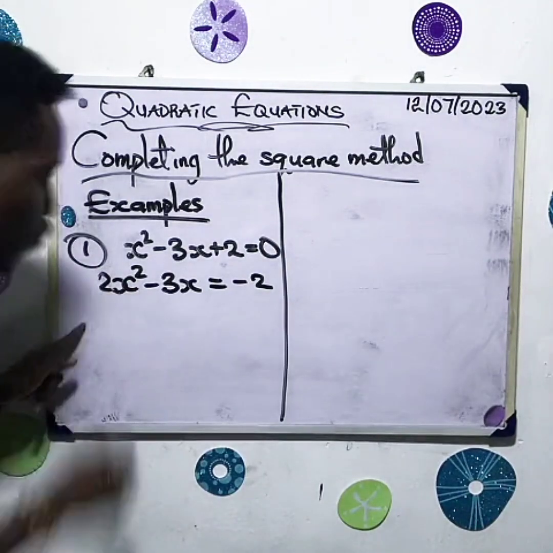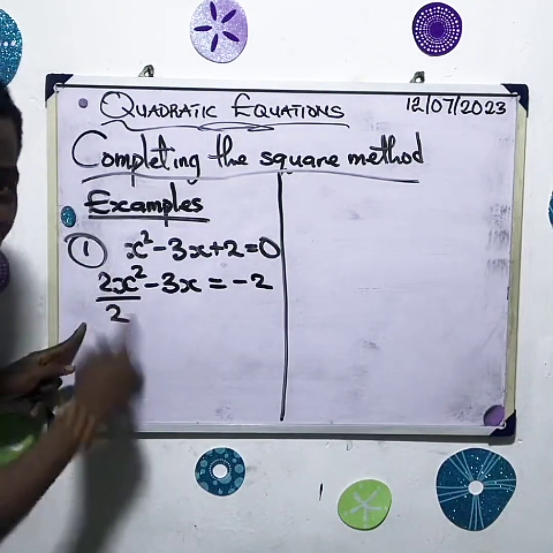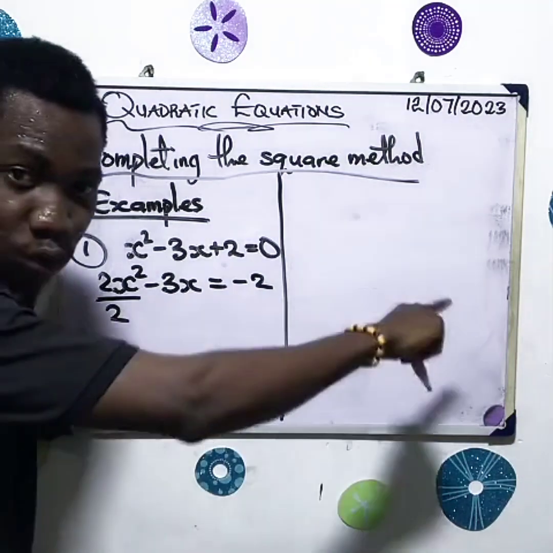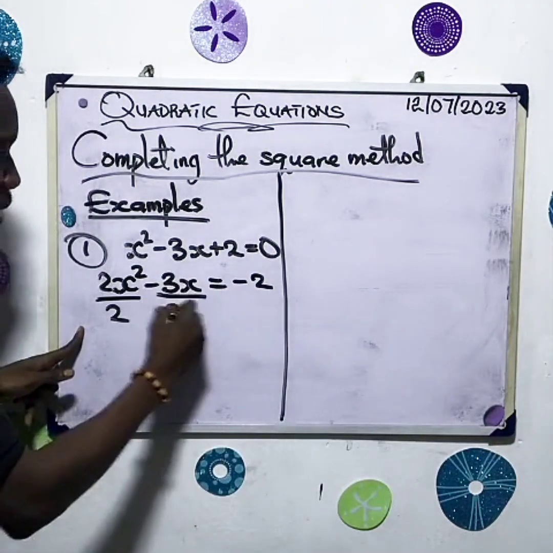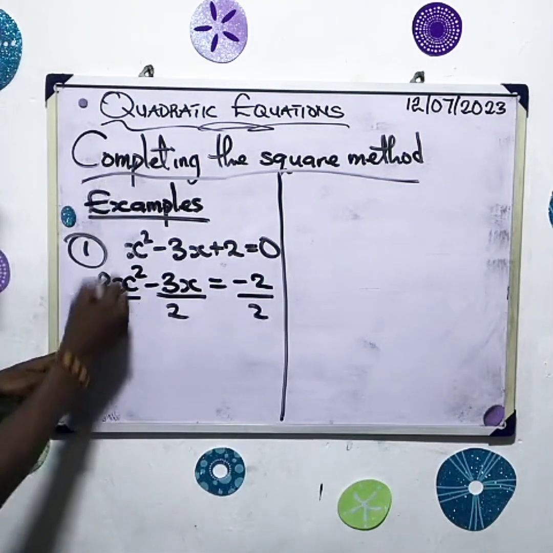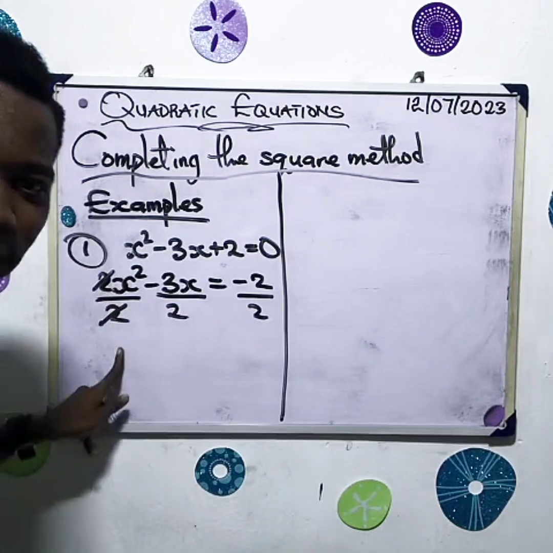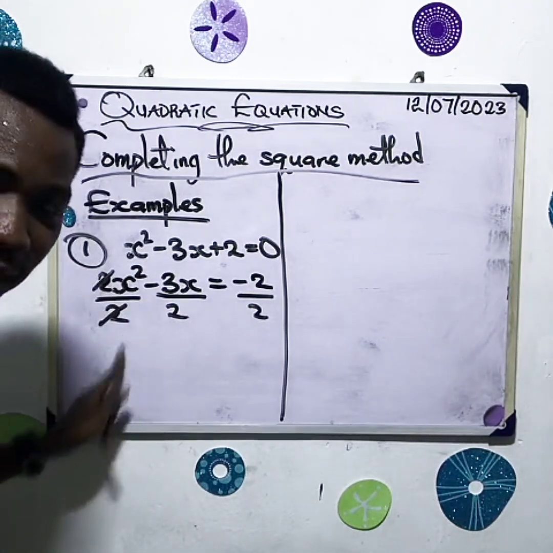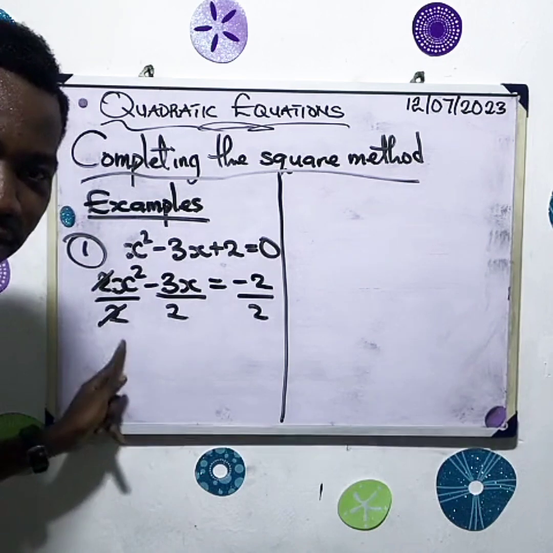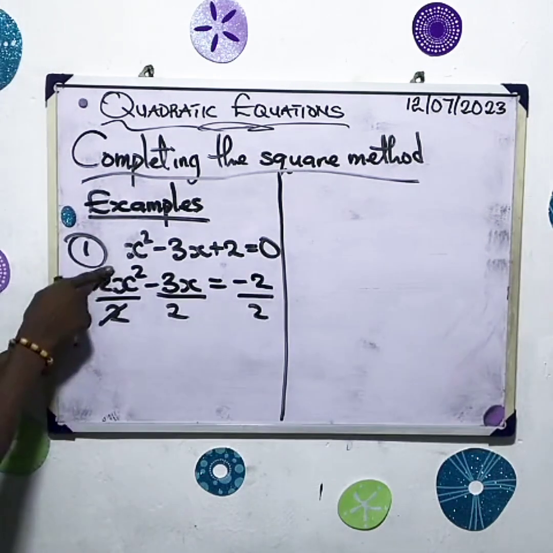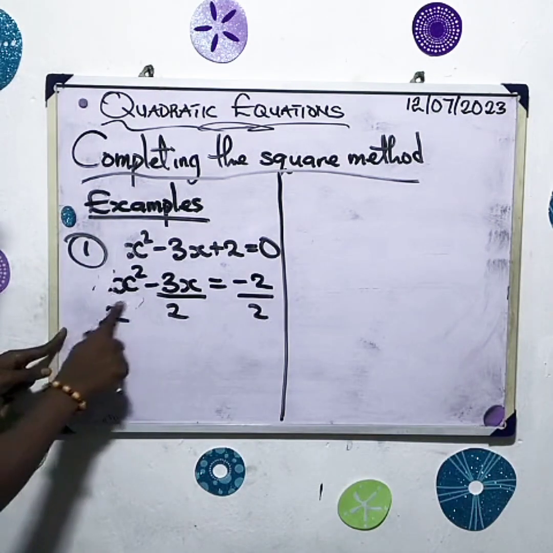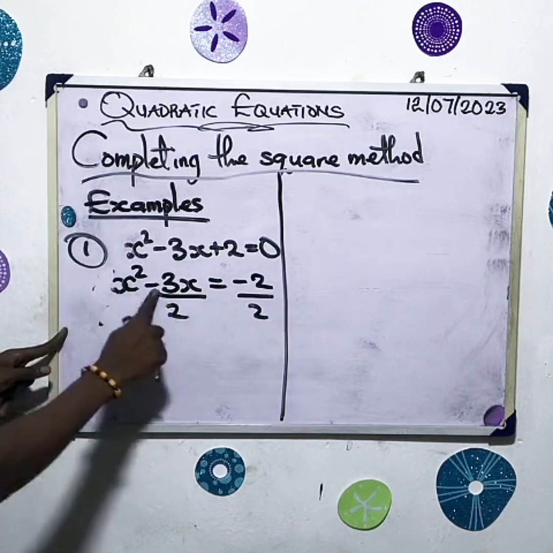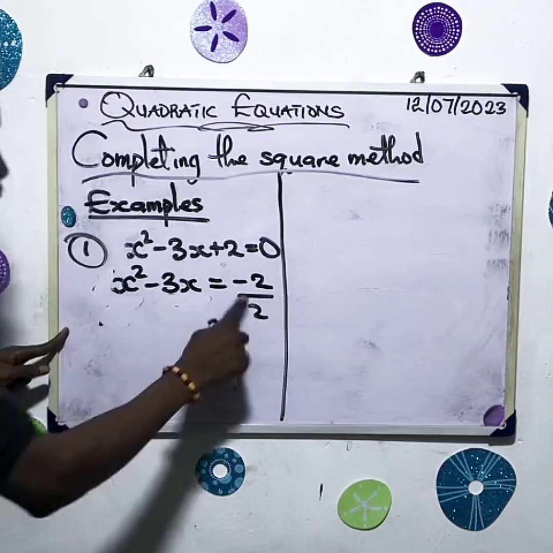If it were to be 2, you have to divide by 2. And you're not just dividing this, you are dividing through by 2. So you're going to divide by 2, divide by 2, and these 2 will cancel. Then x squared will now have 1 alone as its coefficient. But now we are not having 2, so this is just what we have: x squared minus 3x equals minus 2.